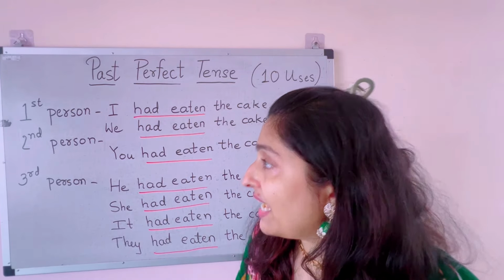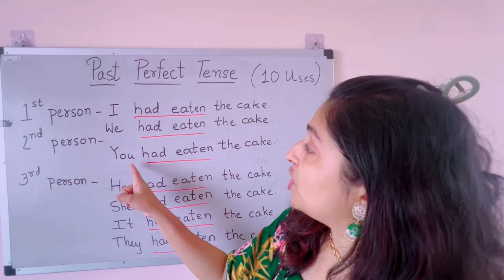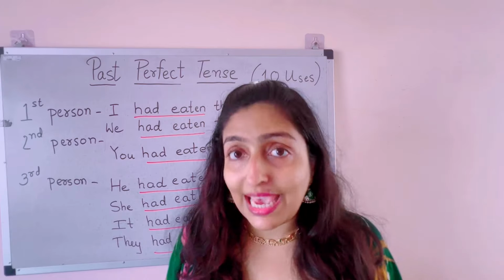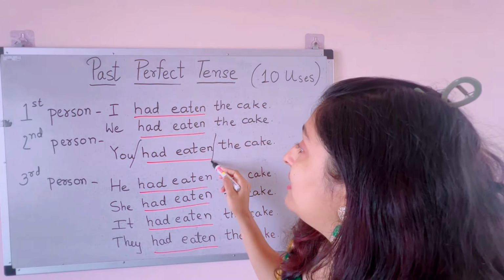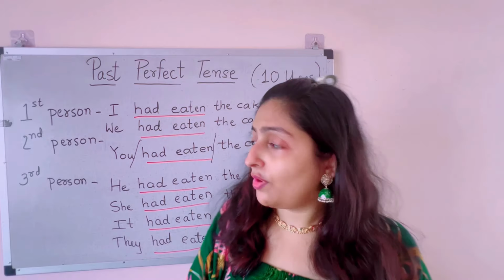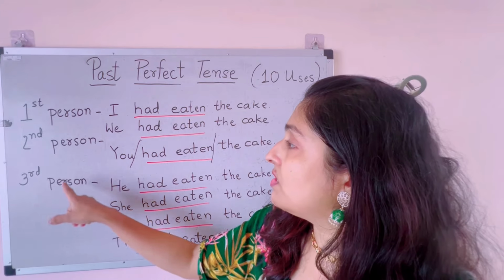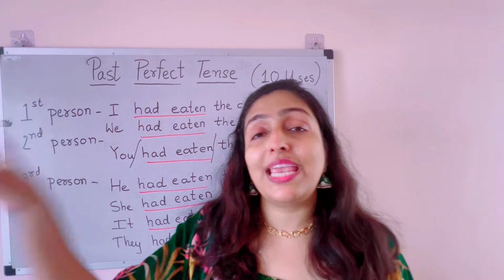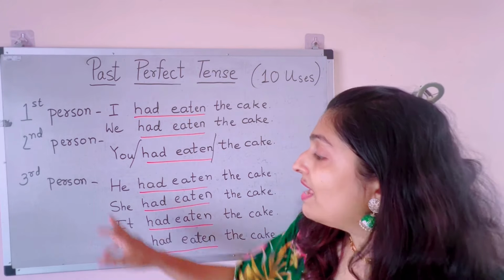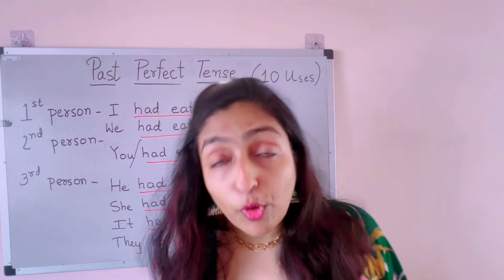Moving on to the second person narrative voice. You had eaten the cake. So this is subject, this is verb and this is object. And now the third person singular. He, she, it is third person singular. They is third person plural.